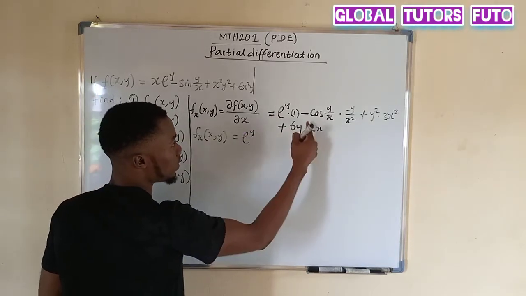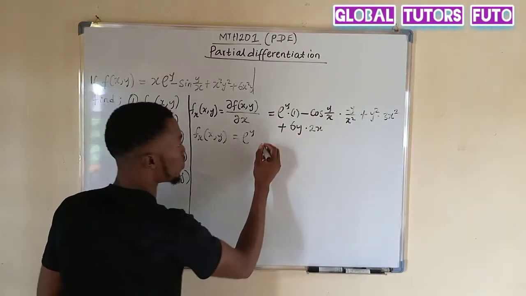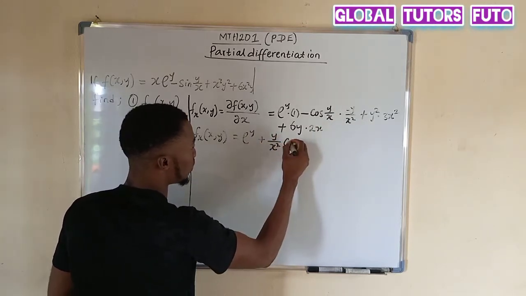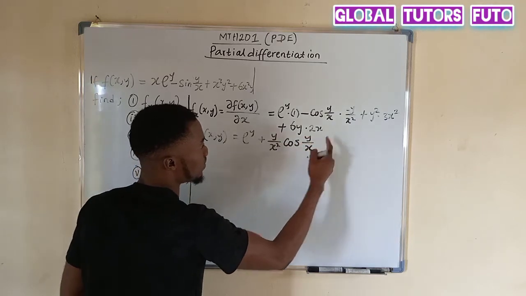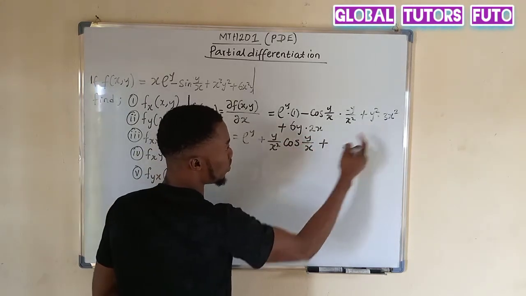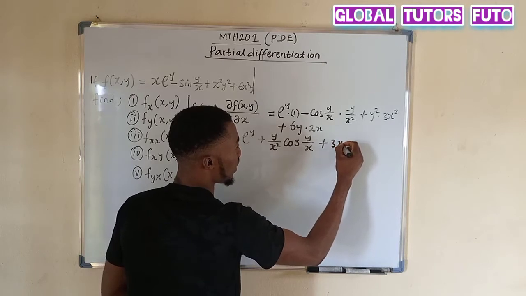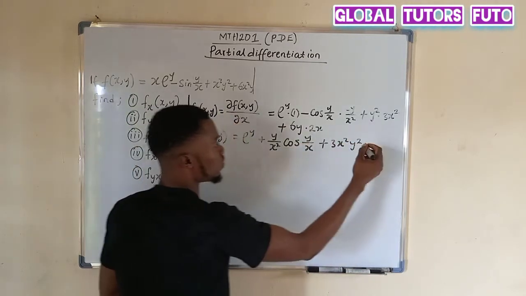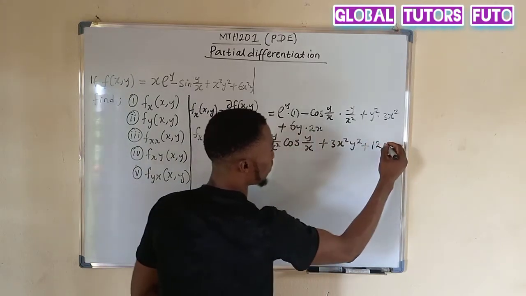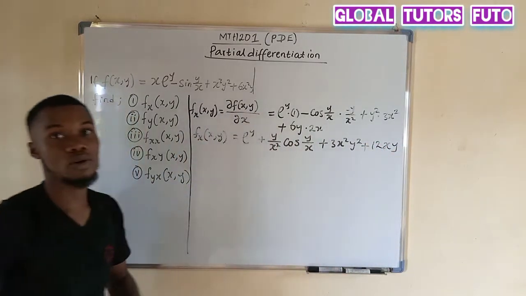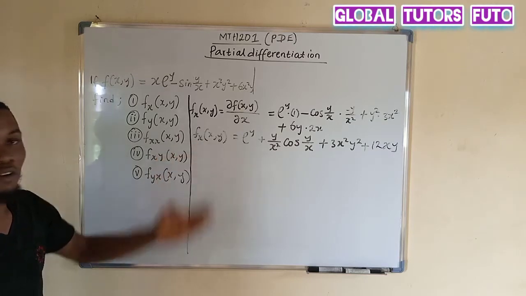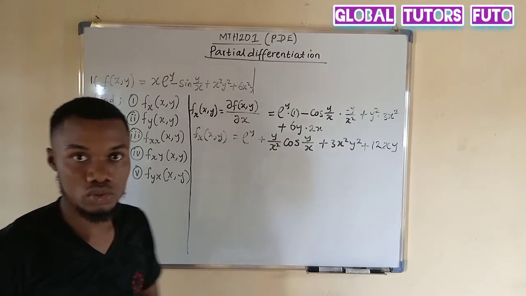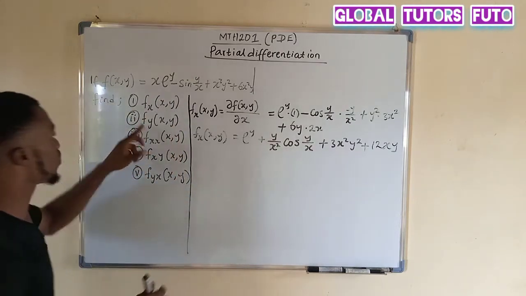the power y, minus times minus will give us plus y over x squared, cos y over x, plus 3x squared y squared, plus this times this will give us 12xy. Here we go. So this is our f sub x, the first derivative of the function with respect to x. Okay, now let us get the second one.